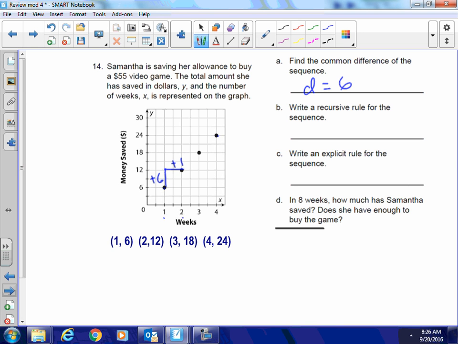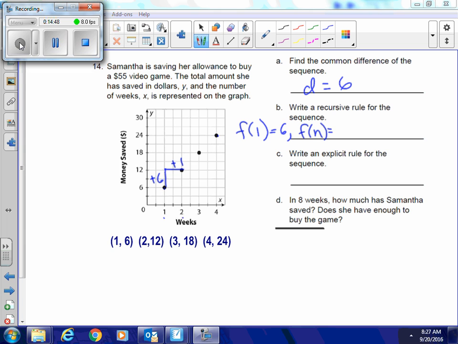And they want us to write a recursive rule. Well, in the recursive rule, we always start with stating the first term, which in this case was 6. And then we write the rest of the rule to get any term after that. We take the previous term and we add 6. That's what we did here. We went up by 6. We added 6 every time. And this rule applies for every position number 2 and greater.